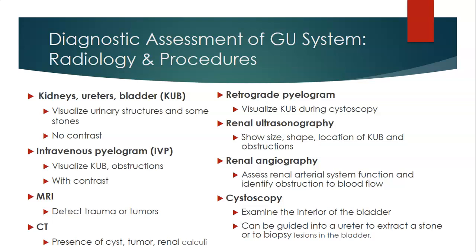Finally, cystoscopy. This is used to examine the interior of the bladder. So cysto, bladder, oscopy means looking, right? So with cystoscopy, we're looking at the inside of the bladder. This is going to be done under a short-acting or local anesthetic. The cystoscope is passed up the urethra into the bladder. The scope can then be guided into a ureter to extract a stone or to biopsy any lesions that are present in the bladder. Depending on the extent of the procedure, general anesthesia or procedural sedation may be needed. Not terribly common that somebody needs that level of anesthesia, but it does happen.